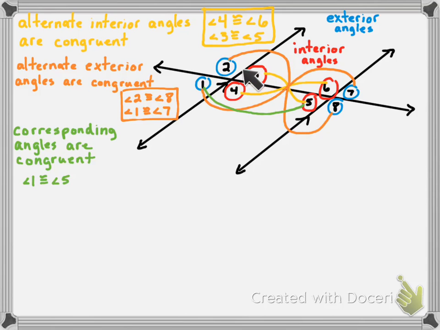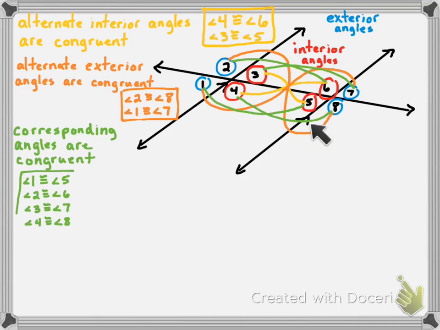Alright, what about angle 2? Angle 2 is in the same spot that angle 6 is. So angle 2 and angle 6 are corresponding, and they're congruent. Same thing with 3 and 7, because they're on the top right. So they're congruent as well. And then which one goes with 4? Angle 8. So that means angle 4 and angle 8 are also congruent.